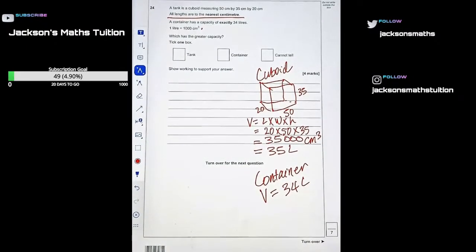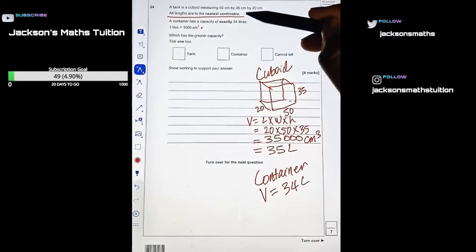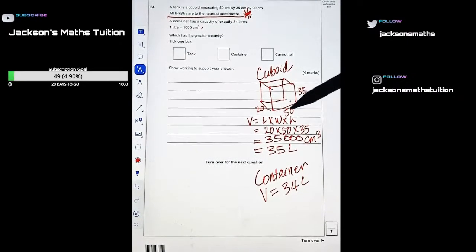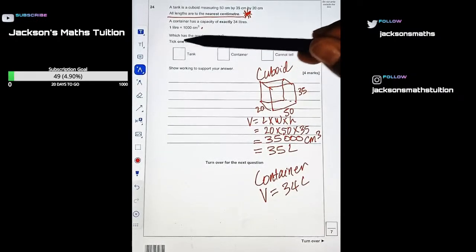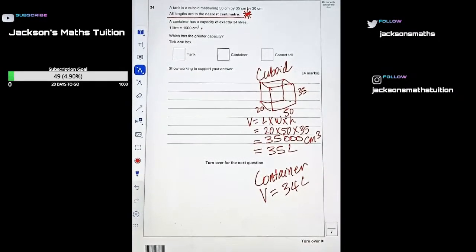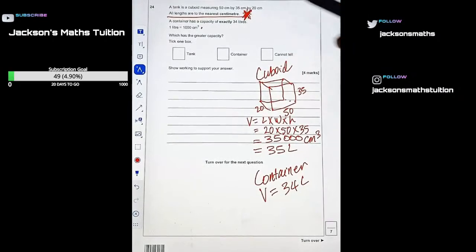Now, this is the tricky part of it. This sentence that I underlined here makes a massive difference. So be careful. Remember, this 20, 50, and 35 was rounded. These are rounded numbers, so they could be any number above or below 50, 35, or 20. The fact that we don't know exactly what those numbers were before they were rounded means there's no way I could go ahead and tick the tank, which is a cuboid. We'd be tempted to tick it because it's 35 and this is 34. But because these were rounded, it's impossible to tell.